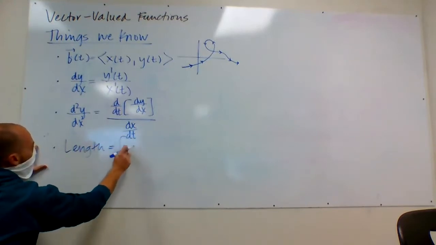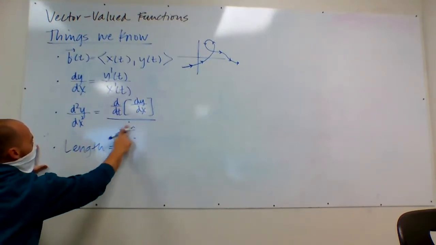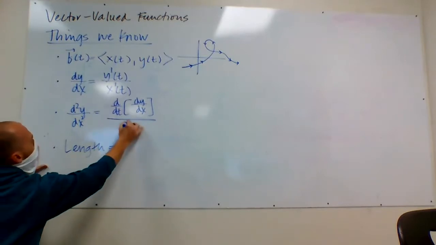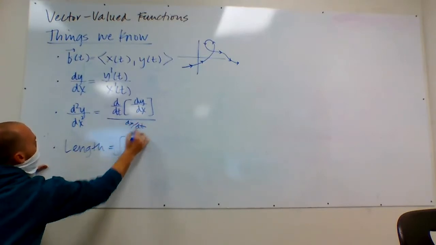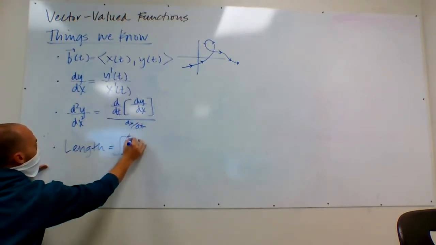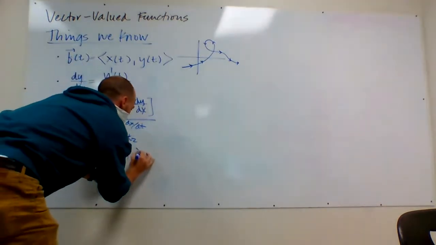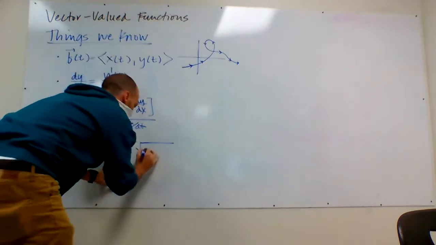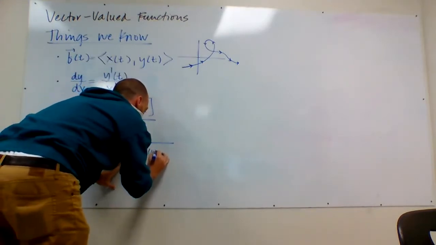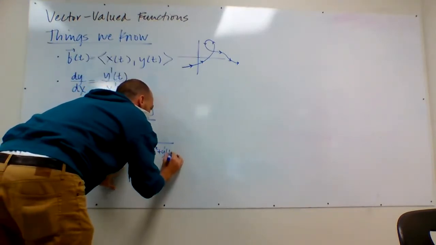And we did that by integrating between two time values, or two t values. We're going to integrate the square root of x prime of t squared plus y prime of t squared.